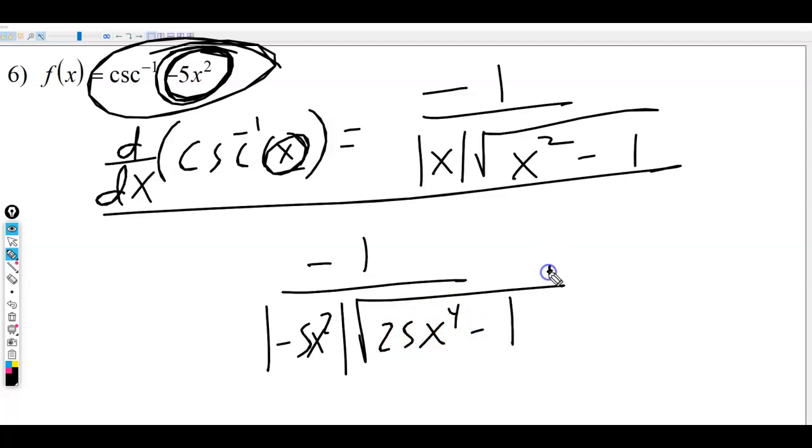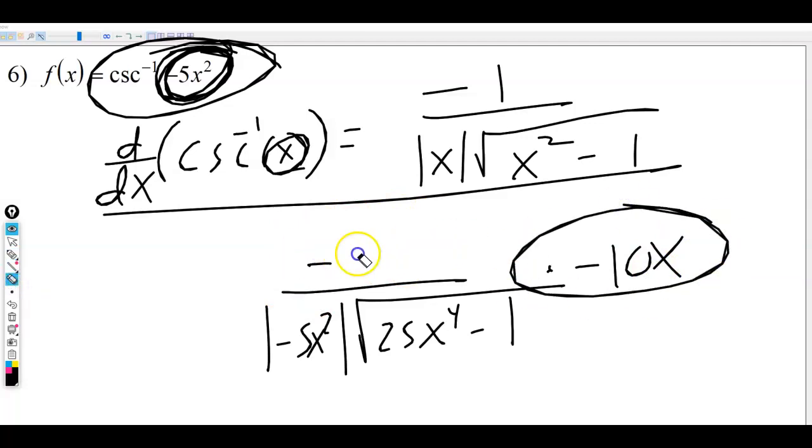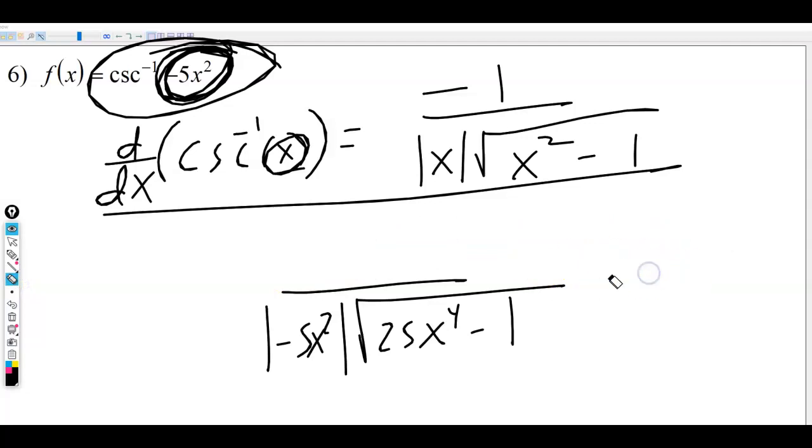But it's a chain rule, so we also need to multiply it by the derivative of the inside, which is negative 10x. And so what they're going to end up doing is multiplying those two things together that you see on the top there and putting them together to be a positive 10x. Now, I'm pretty sure on the software that I'm using, they're going to leave the answer like this. However, sometimes you can simplify this a little bit more.